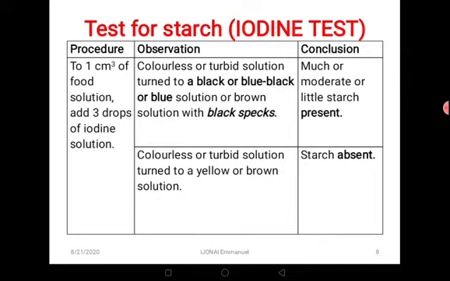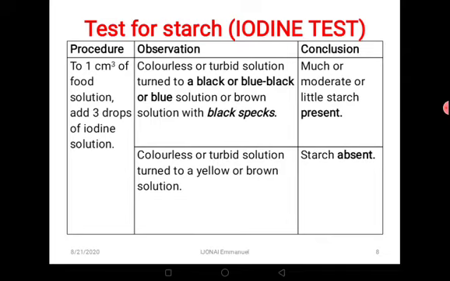What about if the colorless or turbid solution turned to a yellow or brown solution? What would it mean? It would mean that starch is absent. Our dear students, remember you are the one writing all this procedure, you are writing the observation, and you are writing the deduction. So you write exactly what you have seen. Here you have seen a variety of possibilities simply because it is theoretical. I'm giving you the theory of this information. But when you are writing it, you write exactly what you have seen.